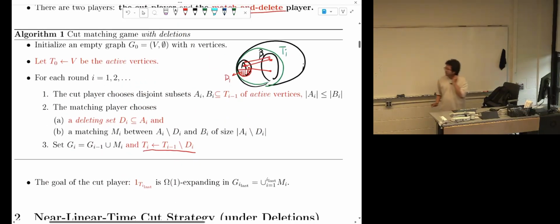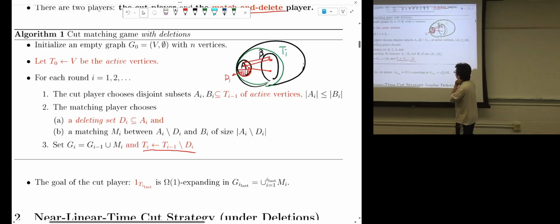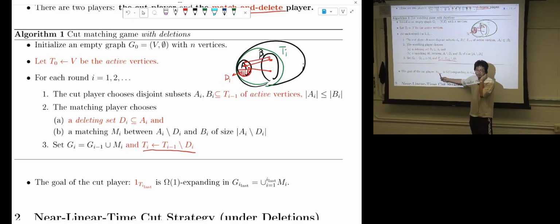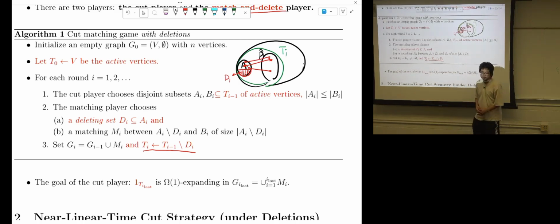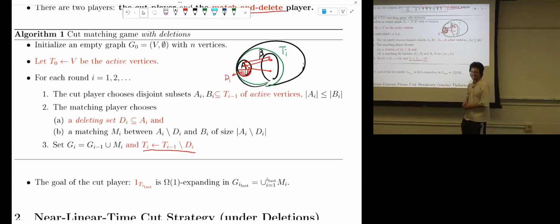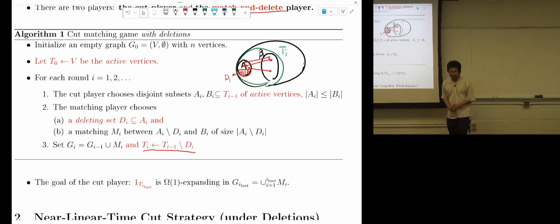And what's the goal now? The goal is that your active set is expanding at the end. The all-ones indicator of the active set is expanding, not the whole vertex set anymore. Any question about the game?